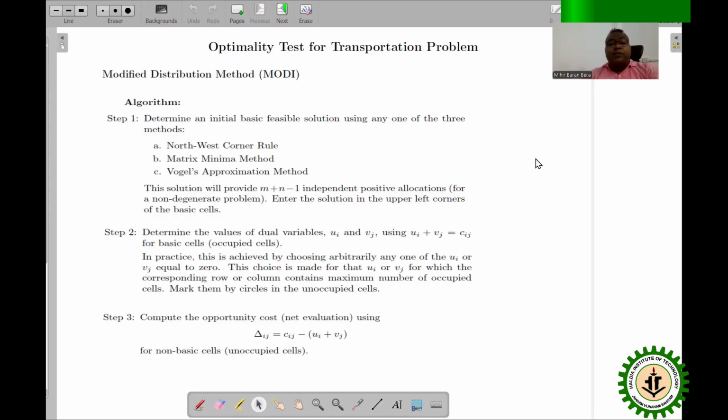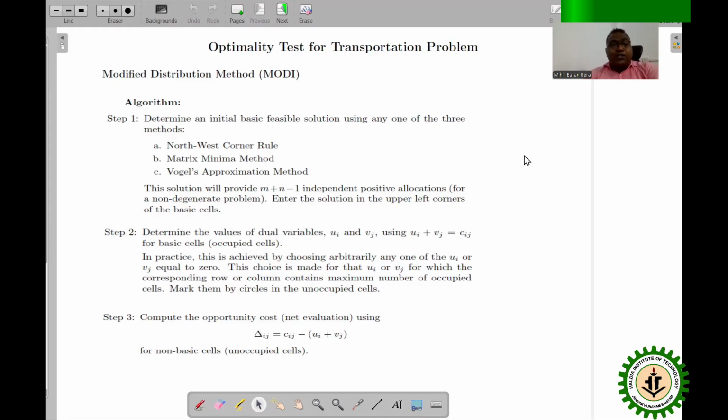So whenever nothing is mentioned, we must go for Vogel's approximation. But whatever solution we get, that is basically the initial basic feasible solution. Whether this initial basic feasible solution is optimum or not, that we are going to discuss today. The technique we follow here is the modified distribution method, or MODI method.